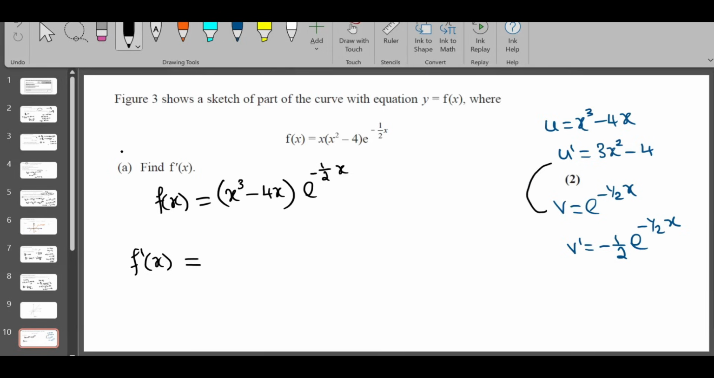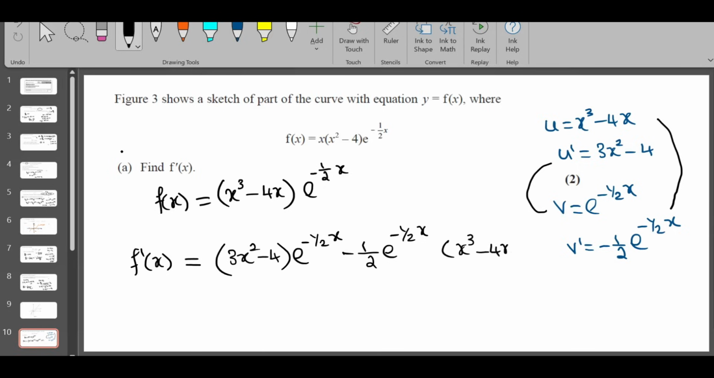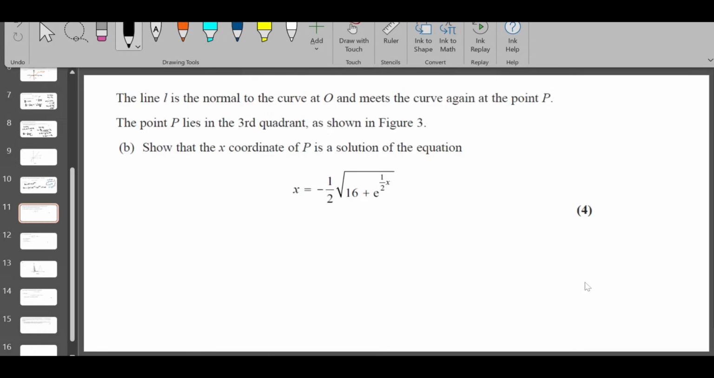vu dash, which is 3x square minus 4 times e power minus half x, plus uv dash, that is a minus, so minus half e power minus half x times x cube minus 4x. It's just a 2 mark question, so you don't have to simplify or take out the common factor, and I'll leave it as it is.